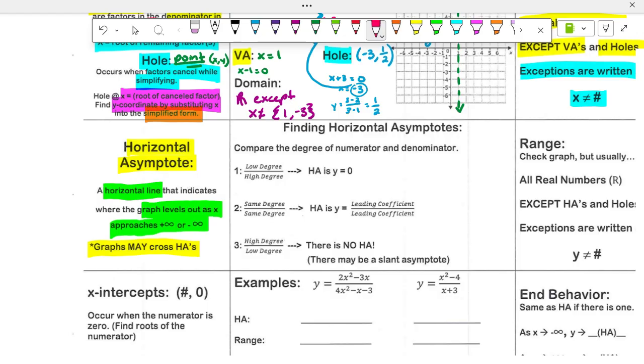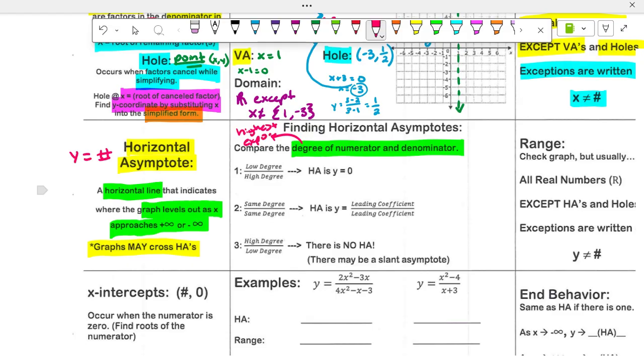So, typically you'll see this as y is equal to some number. All right. Now, your horizontal asymptotes are based off of the degree of the numerator and the denominator. Who remembers what degree means? Highest exponents. So degree means highest exponents.